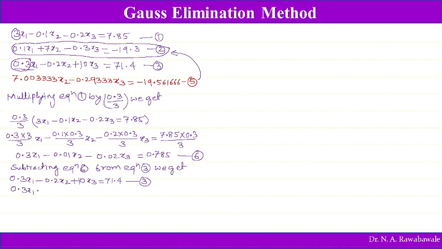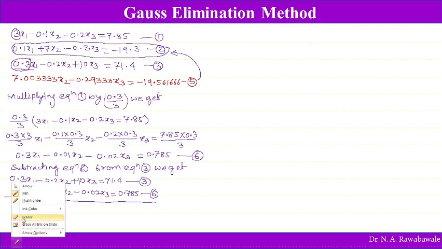The equation number 6 is 0.3x1 minus 0.01x2 minus 0.02x3, which is equal to 0.785. This is equation number 6. So now we want to subtract, therefore this equation number 6 has to be multiplied by minus. So this is positive, it becomes negative, this is negative, it becomes positive, this is negative, it becomes positive, this is positive, it becomes negative.